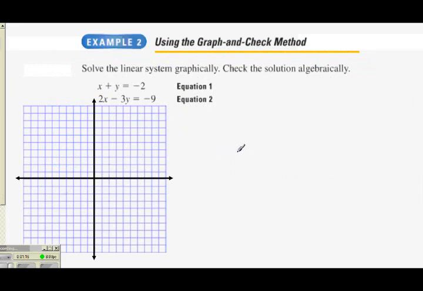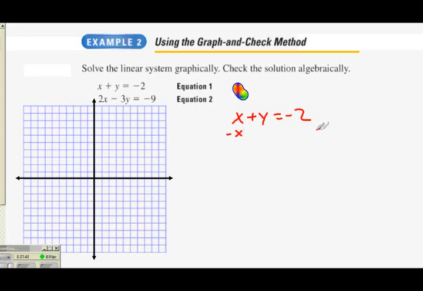This is example 2, which you're also going to see in your book. x plus y equals negative 2. We're going to take that and do x plus y equals negative 2. And I'm going to take the x and put it on the other side because I want to isolate the y. The reason I want to do that is because I want it in the form y equals mx plus b.